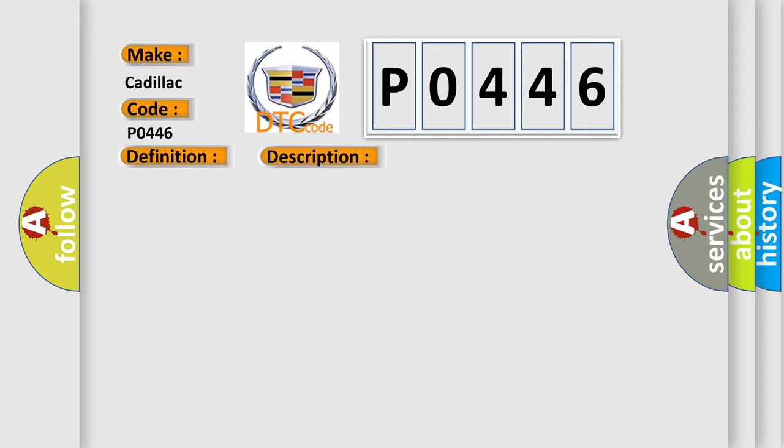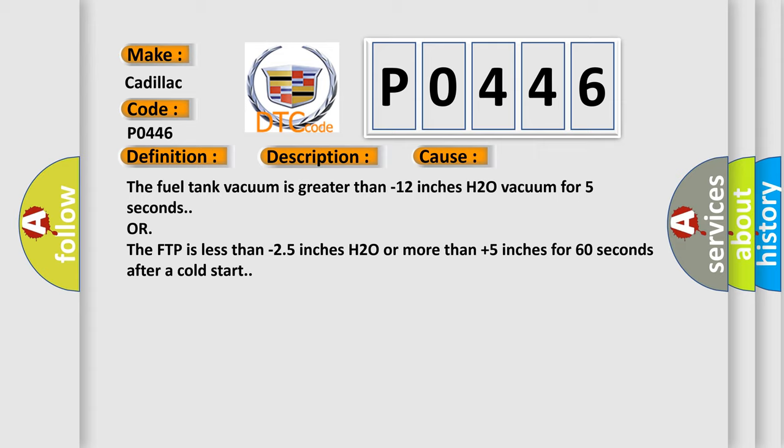This diagnostic error occurs most often in these cases: the fuel tank vacuum is greater than -12 inches H2O vacuum for 5 seconds, or the FTP is less than -25 inches H2O or more than +5 inches H2O for 60 seconds after a cold start.